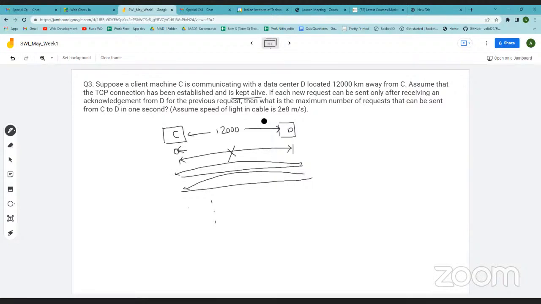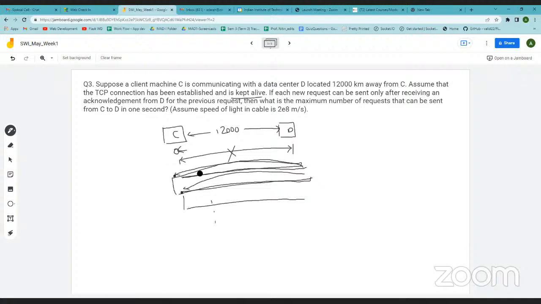Now what it says is, each new request can be sent only after receiving an acknowledgement from D for the previous request. What does this mean? I have lined up a certain number of requests, but the second request will initiate only after getting the response from the first request. So I made a request, I got the response, and then I can initiate the second request and get the response. And I'll start the third request only after getting the response from the second request. This is what it means.